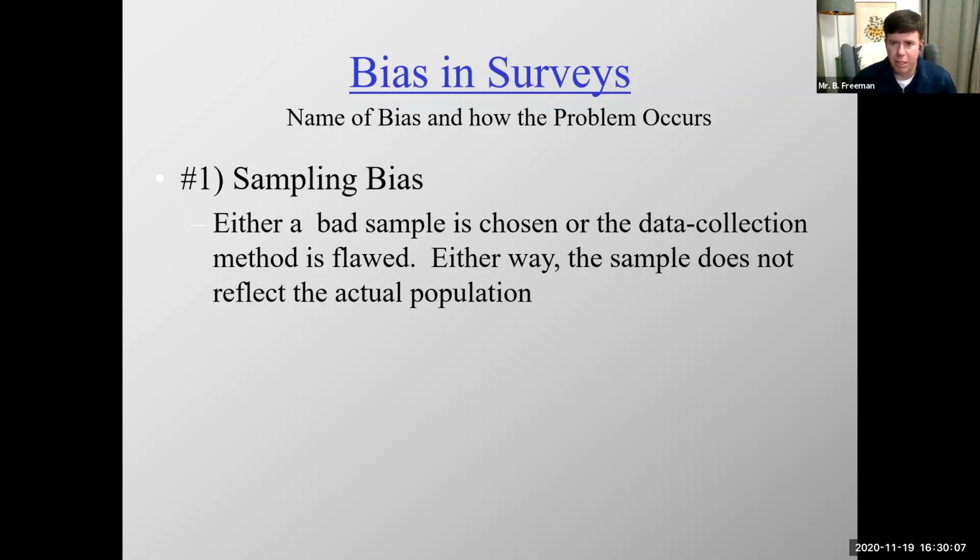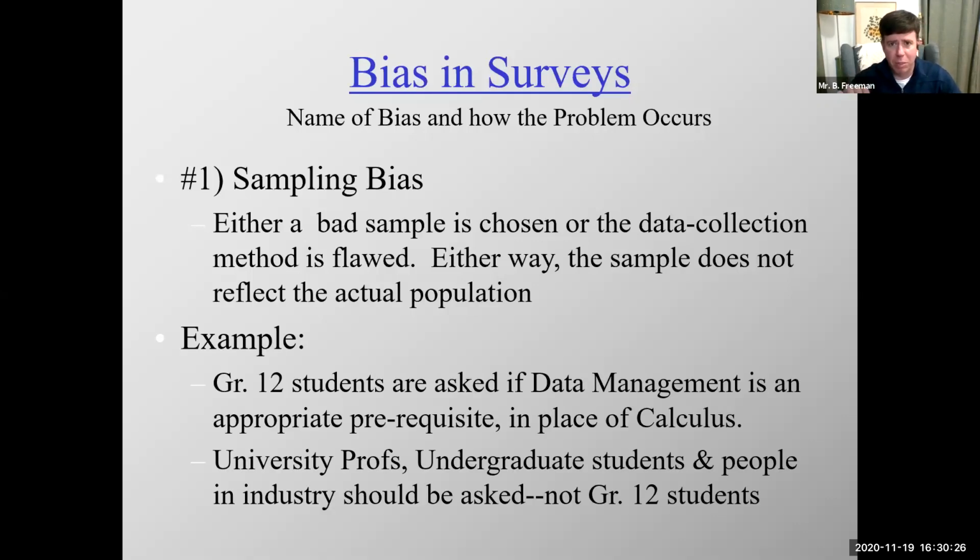And the first one is sampling bias. It's by far the biggest kind of issue that we have to address. And that occurs either when a bad sample is chosen or the data collection method itself is flawed. Either way, if this happens, the sample does not reflect the actual population. The biggest force of sampling bias we can have is way too small of a sample size. Anytime you're only surveying 5, 10, even 20 people, that's not going to be enough. There's no way you'll get a representative sample.